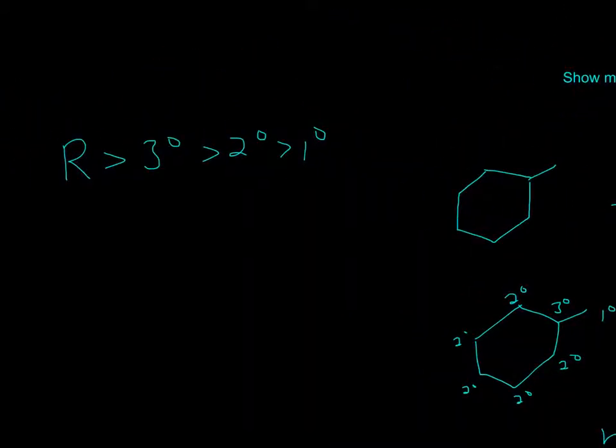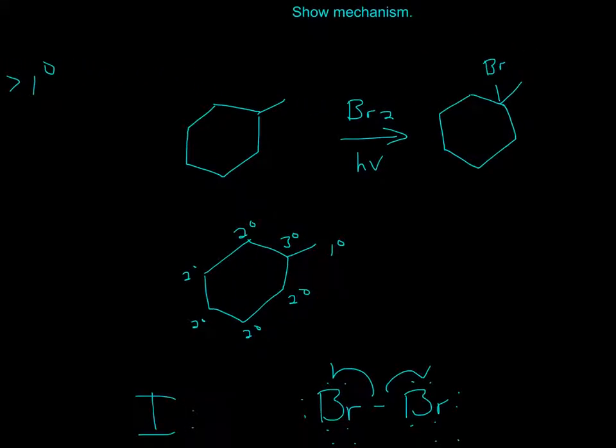It prefers resonance first, but there is no resonance in the structure. Then it prefers tertiary, then secondary, then primary. So since we have no resonance, it's going to prefer a tertiary spot, which we have right here. So we know the bromine will attack right there.